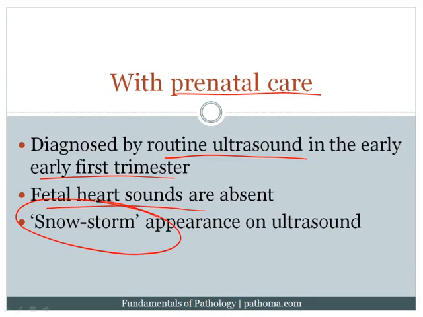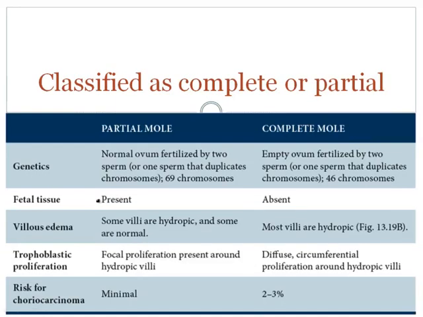Now, once you've made a decision that the patient has a molar pregnancy, then the next thing you have to do is classify that molar pregnancy. Molar pregnancies can be classified as complete or partial. The classification is based on a few things. You look at the genetics, and you look at the fetal tissue: is there any fetal tissue being made or not? Sometimes there is, sometimes there isn't.